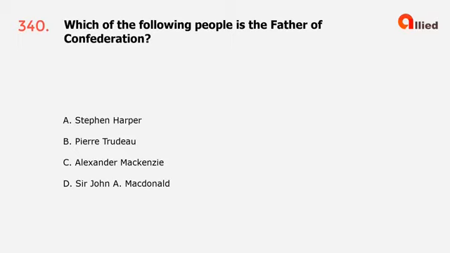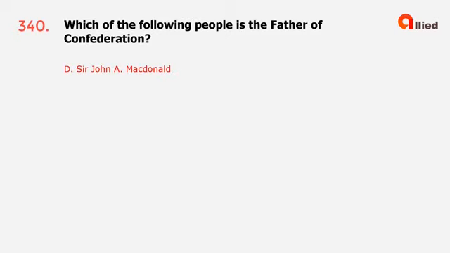Question 340. Which of the following people is the father of Confederation? A. Stephen Harper. B. Pierre Trudeau. C. Alexander Mackenzie. D. Sir John A. Macdonald. The answer is D. Sir John A. Macdonald.